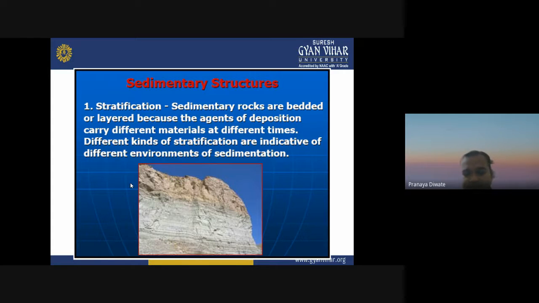The first property or first structure you have to study in a sedimentary unit is the stratification. What is stratification? Stratification is nothing but a layering of the rock strata into different units. Different kinds of stratification are indicative of different environments of sedimentation.